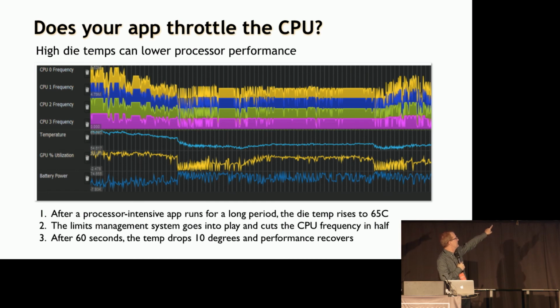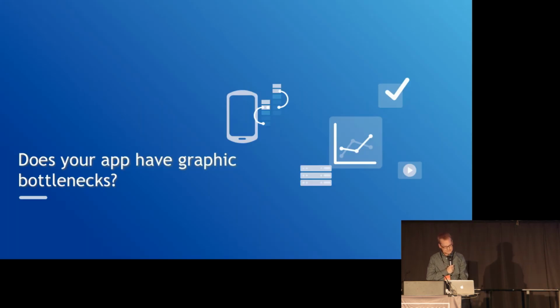As a result, the thermal limits management system is going into place, and it's dropping the CPU frequency in half. So obviously, the performance is going to drop. And I don't show frame rate on here, but frame rate's going to drop probably 50%. After 60 seconds, the temperature goes down, and it recovers. But you never want to reach the state where you're throttling the processor.